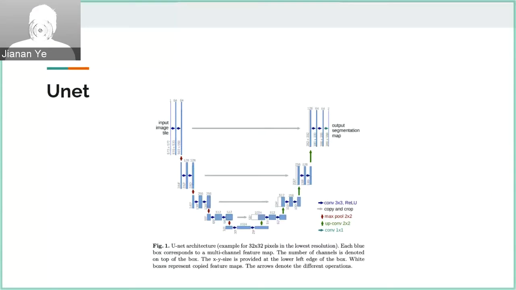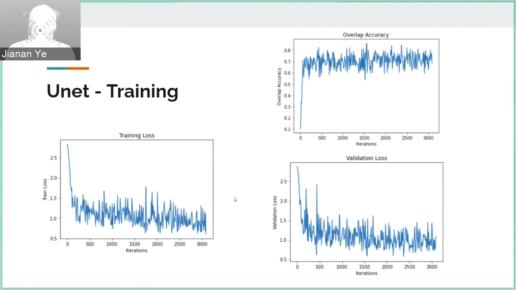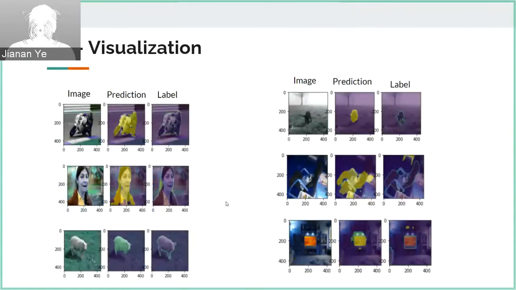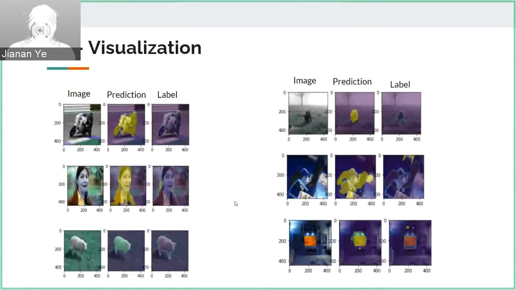The first supervised method for image segmentation is a UNet, and here is the architecture of the network. To train the neural network, this is a table of hyperparameters. The input is an image and the output of the model is a 3D array where every pixel is a probability of each class. Next is the training process, consisting of training loss, validation loss, and the overlap accuracy. The overlap accuracy is defined as the accuracy between every pixel value of the model output image and the label's pixel value. And here are some sample visualizations of the method.